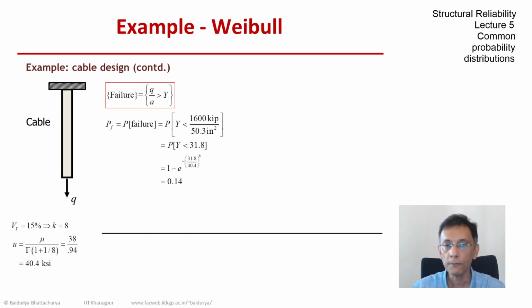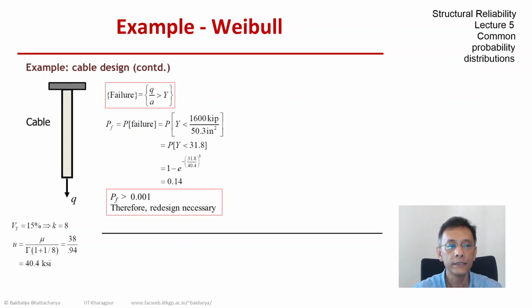about 14%. Now, if you remember the limit that has been placed on the failure probability, that it cannot be higher than 0.001, which is what we see here. So this is not acceptable, and a redesign will be necessary.